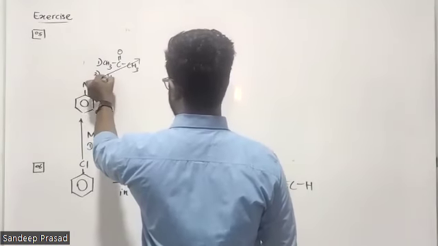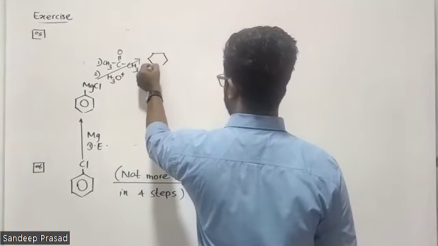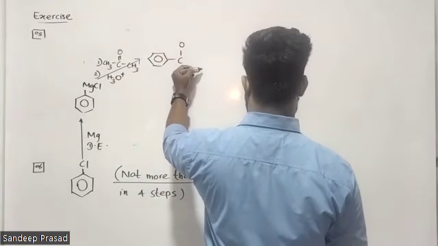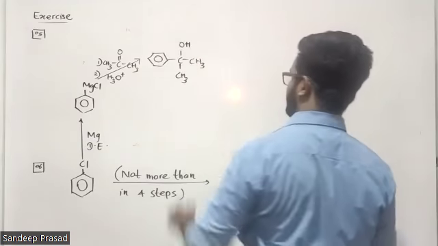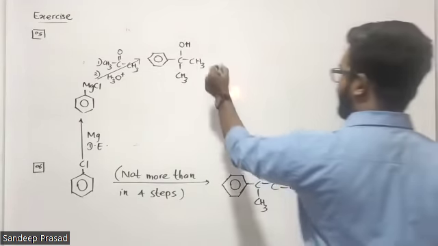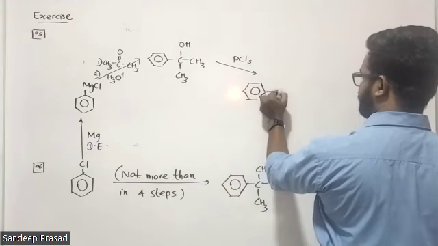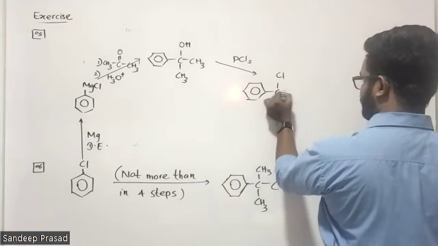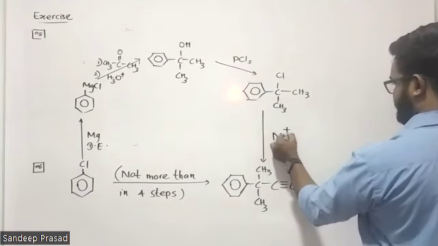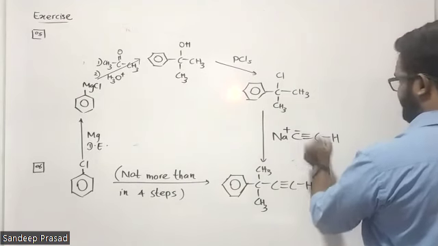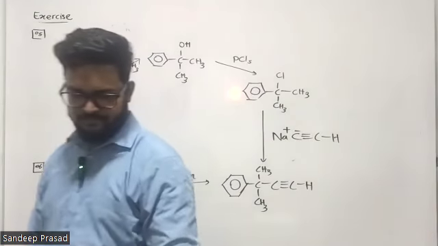And secondly, H3O+. Then we have CH3, CH3, which, for this, I'm going to add PCl5. And for this I'm going to add Na+, the sodium derivative there. So 1, 2, 3, 4. 4 steps.